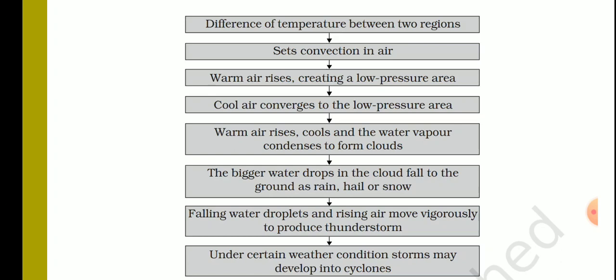The bigger water drops in the cloud fall to the ground as rain or snow. Falling water droplets and rising air move vigorously to produce a thunderstorm, and under certain weather conditions storms may develop into a cyclone. So this is the flow chart. Go through this, and then we will move towards the exercise.